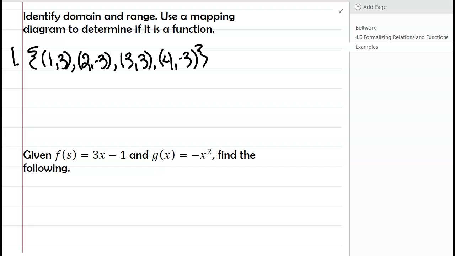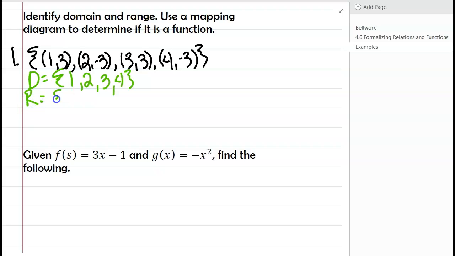So we want to identify the domain and range. If you remember, the domain is the things that you're plugging in. It's not necessarily a function, but these are the things you're plugging in. Remember, (1, 3) means you plugged in 1 and you got out 3. So 1 is in my domain because that's one of the things going into my rule. The next ordered pair says I plugged in 2 and got out negative 3, so 2's in my domain. I plugged in a 3 and got out 3, and I plugged in 4 and got out negative 3. So the numbers you plugged into your rule were 1, 2, 3, and 4.